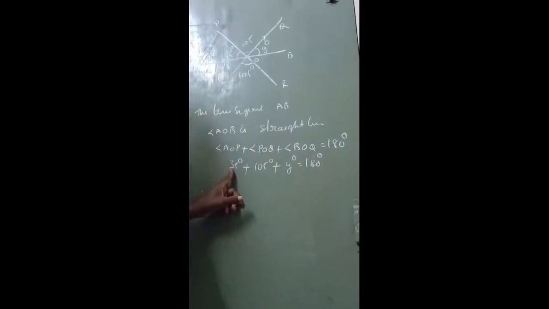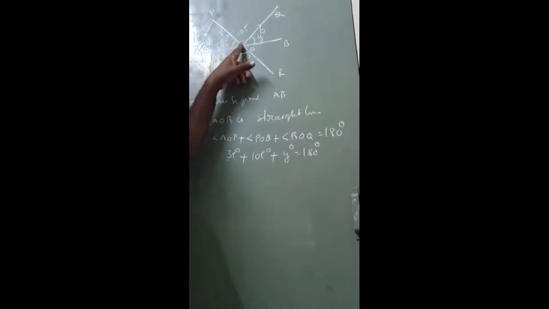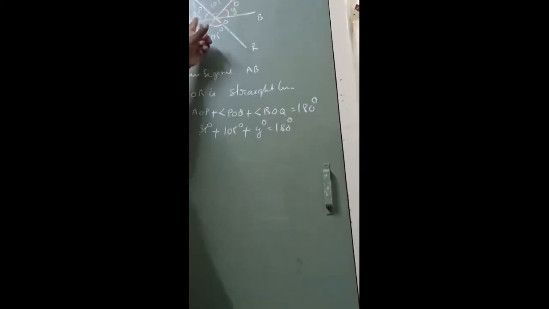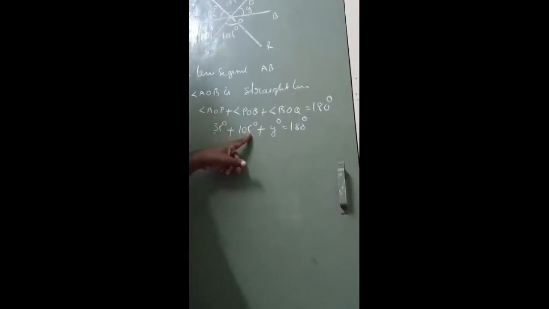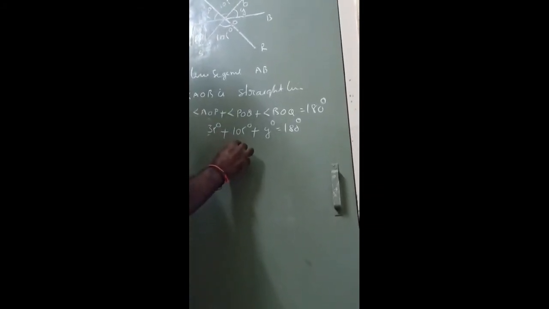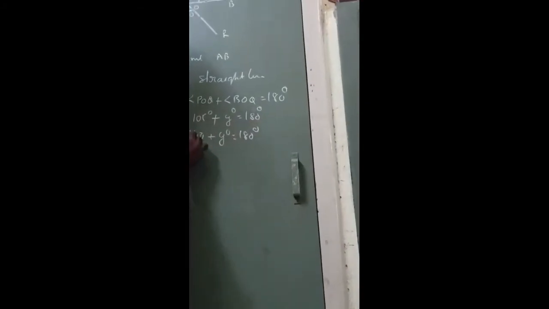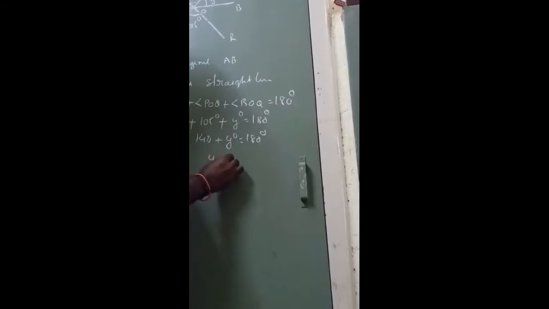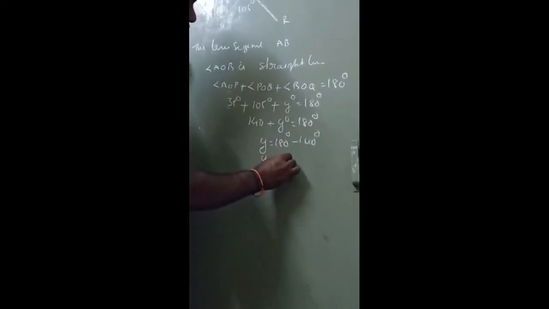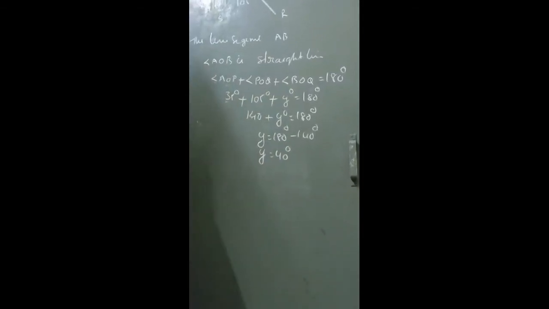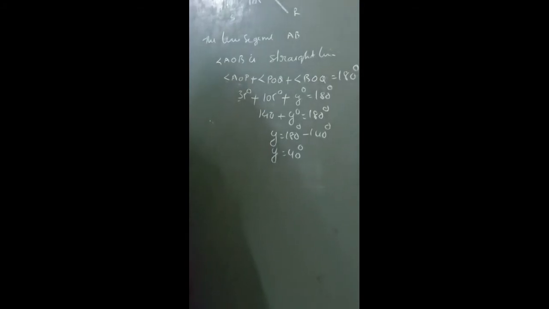Okay na? 35 degrees plus 105 degrees plus y is equal to 180. So 35 plus 105 is equal to 140. 140 plus y degrees is equal to 180 degrees. So take 140 to the other side. y is equal to 180 degrees minus 140 degrees. So y is equal to 40 degrees. Okay na? The y value came.